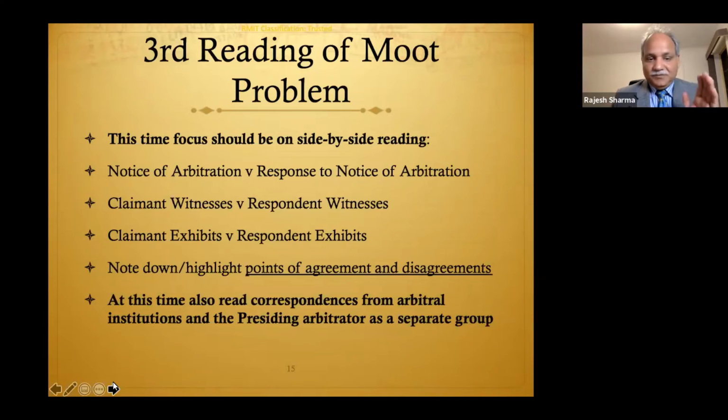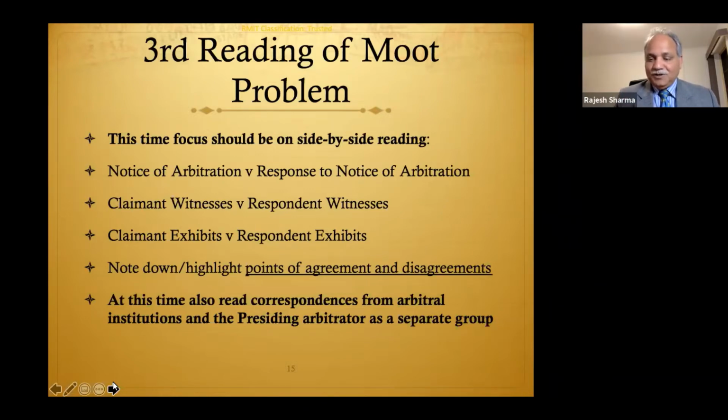Say for example, you have a notice of arbitration. It appears in the first part of the moot problem. And then after several pages, you will see the response to the notice of arbitration, because the respondent has replied to that. If you read cover to cover, then you read the notice of arbitration first, and after maybe 15-20 pages, you will read the respondent's response to the notice of arbitration. By that time, you will forget what was in the notice of arbitration.